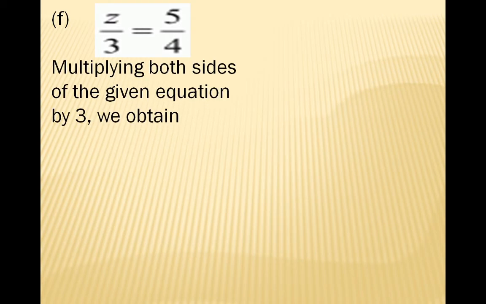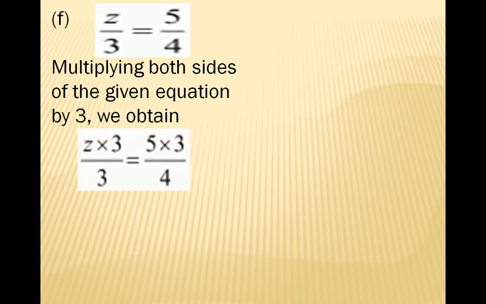So multiplying both sides of the given equation by 3, because divided by 3 is there, so we have to multiply by 3. So we obtain Z upon 3 into 3 is equal to 5 upon 4 into 3. Now this numerator and denominator carrying the same number will cancel with each other. So Z is equal to 5 threes are 15, so 15 upon 4. This is my value of Z.